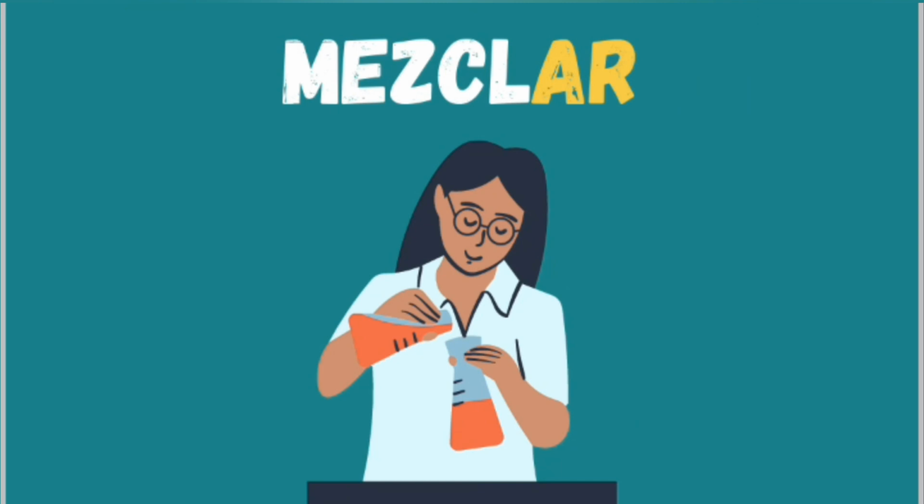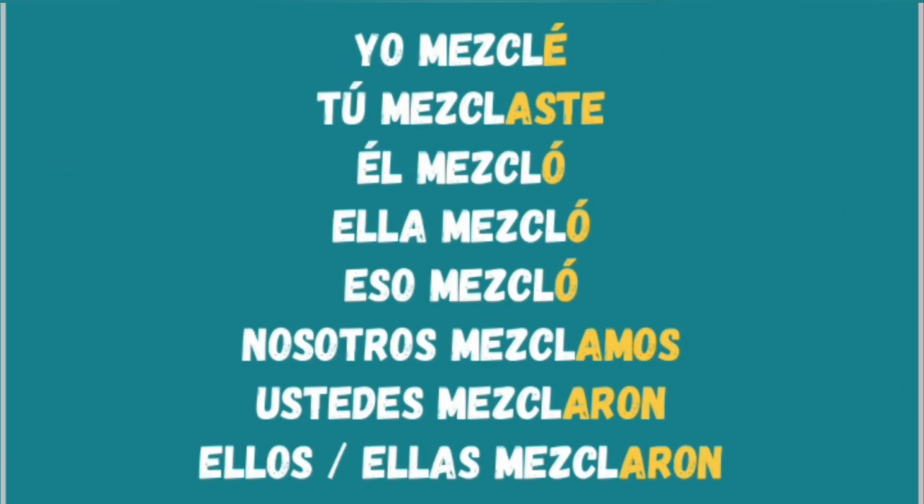Now let's go to the next verb. We have to mix. To mix in Spanish means mezclar. And this is the way we have to conjugate this verb according to the indefinite past. If you want to say I mixed, in Spanish you have to say yo mezclé. If you want to say you mixed, you have to say tú mezclaste.